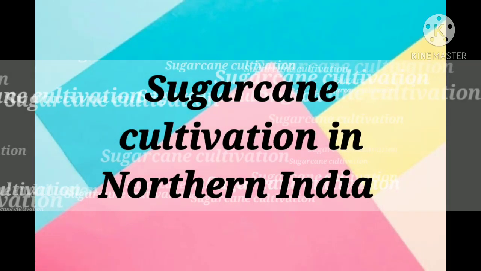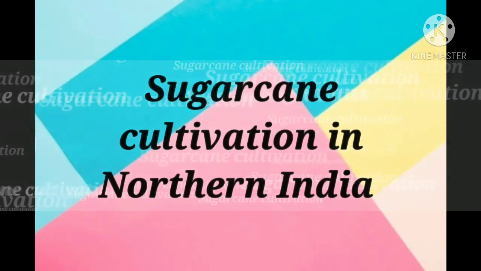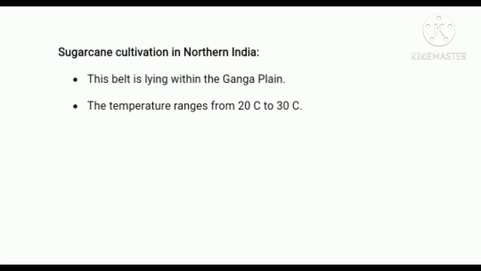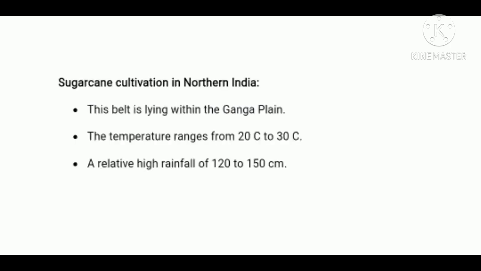Next, let us talk about sugarcane cultivation in northern India. Firstly, this belt is lying within the Ganga plain, so it gets the benefit of the fertile alluvial soil, which is replenished every year by numerous tributaries of the Ganga. Next, the temperature ranges from 20 degrees Celsius to 30 degrees Celsius with a relatively high rainfall of 120 to 150 centimeters. Also, the excellent network of irrigation by canals and tube wells helps in the dry period as well.